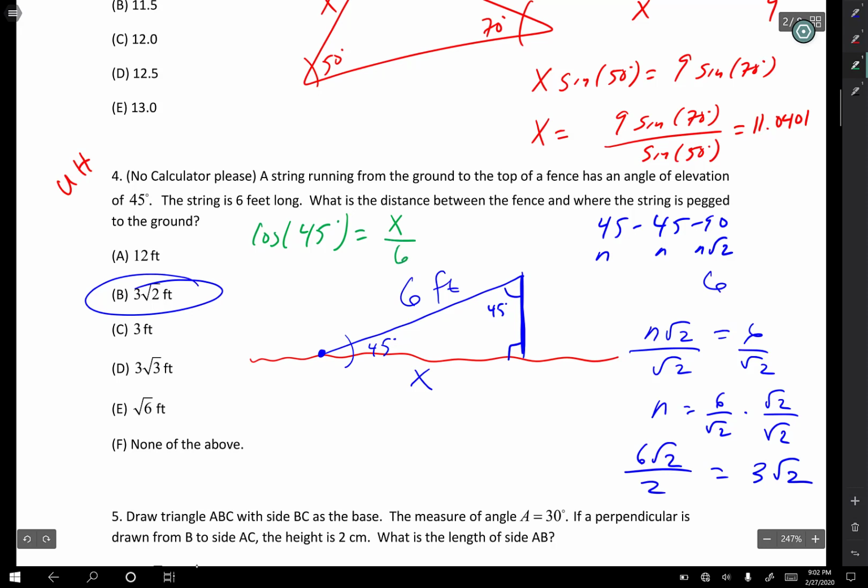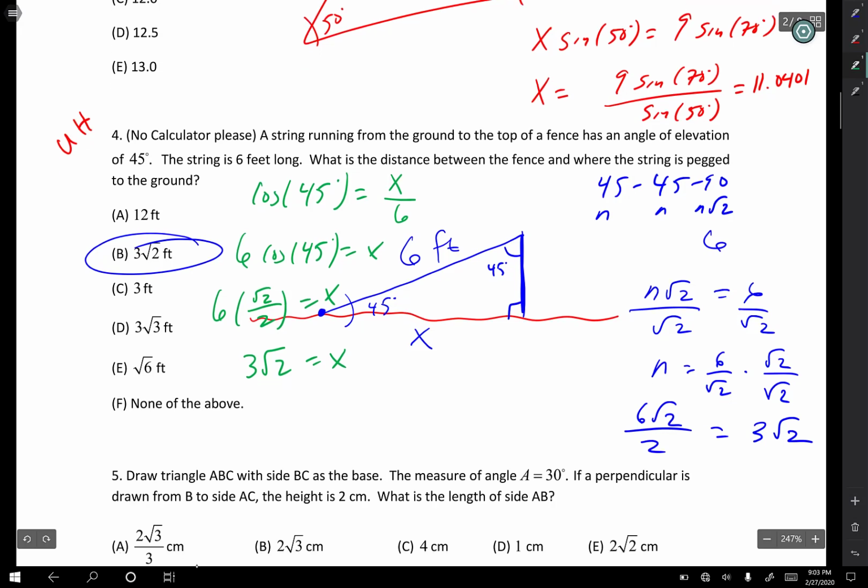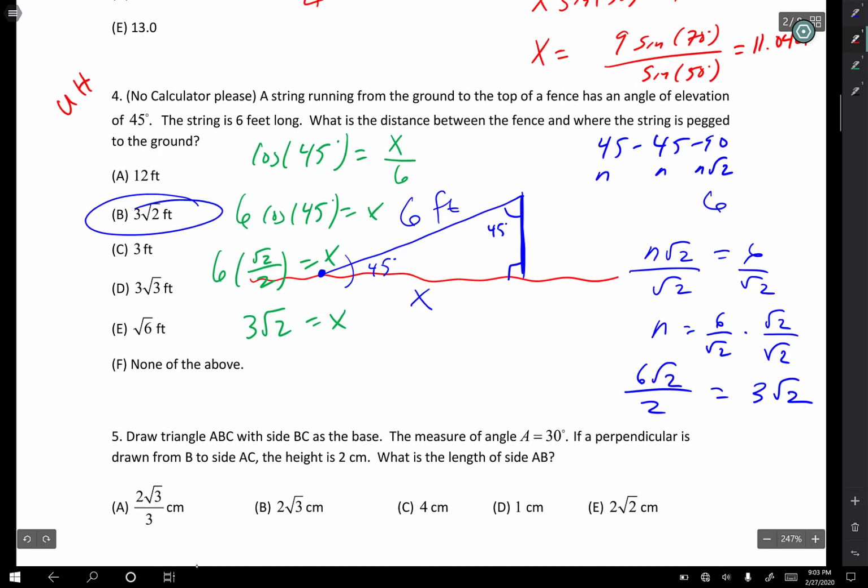And then you just multiply by 6 both sides. So 6 cosine 45 degrees is equal to x. And then you just remember that cosine 45 is just square root of 2 over 2. And then 2 goes into 6 3 times, so 3 square root of 2. Both routes are just as good. Do whatever route you feel pleases you.